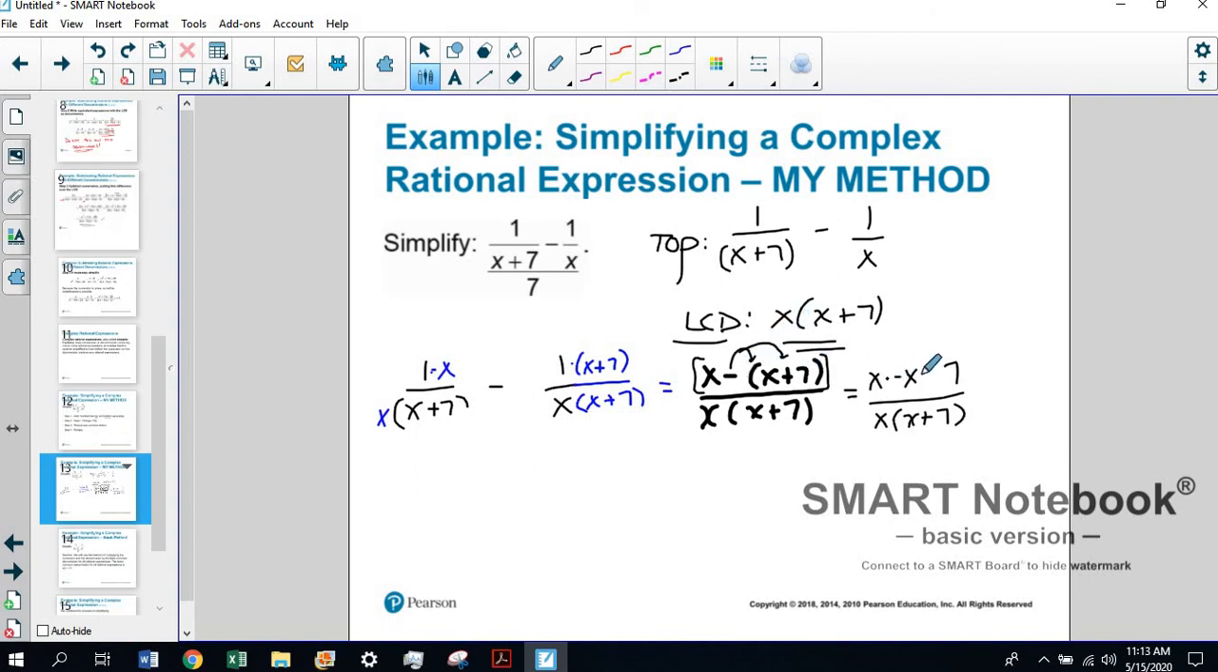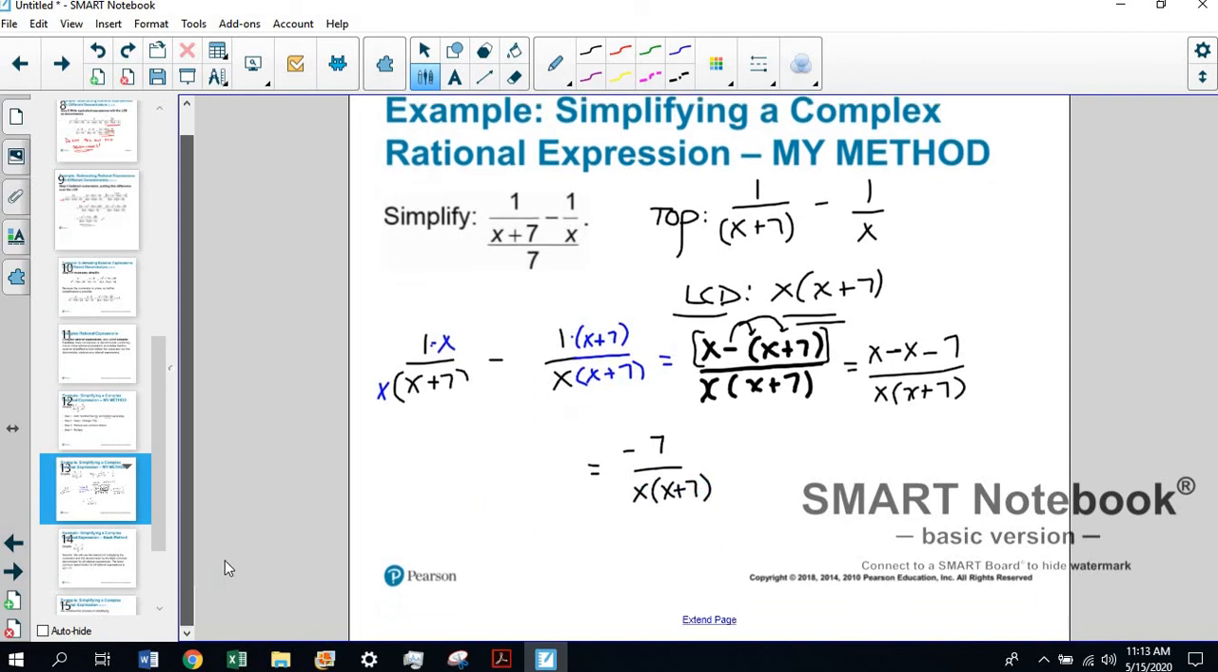This makes it x minus x minus 7. Don't forget that negative there. All right, and then x minus x is 0. And so you get negative 7 over x times x plus 7. All right? But that's only the first part, right? That's only the first part. What needs to happen is that's the numerator.